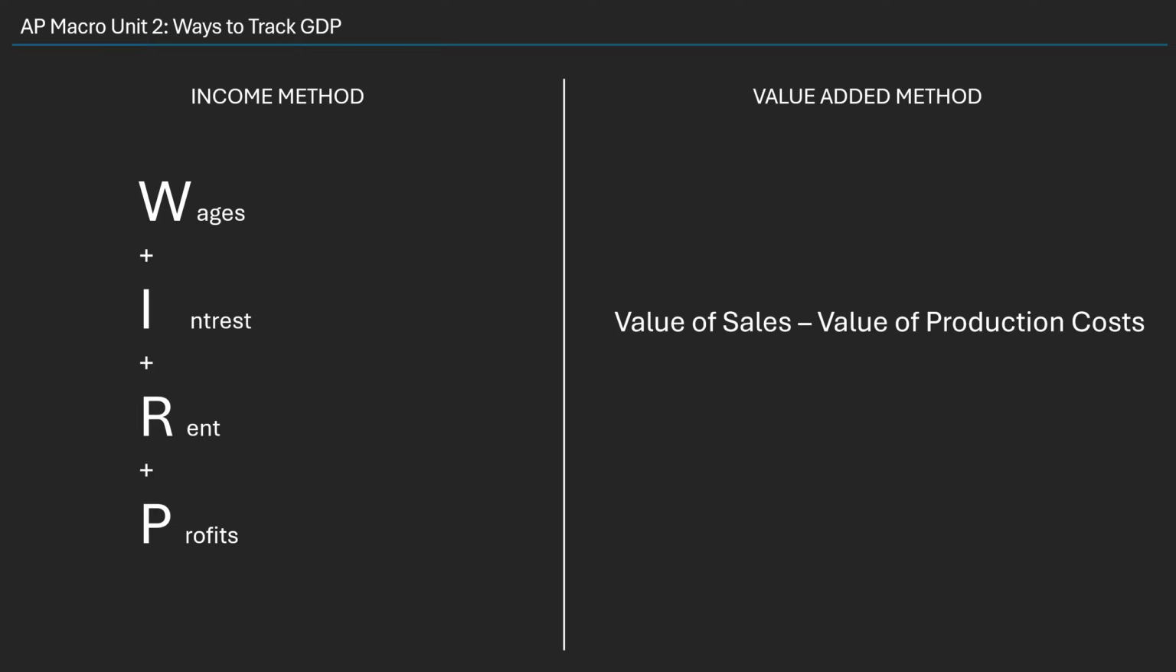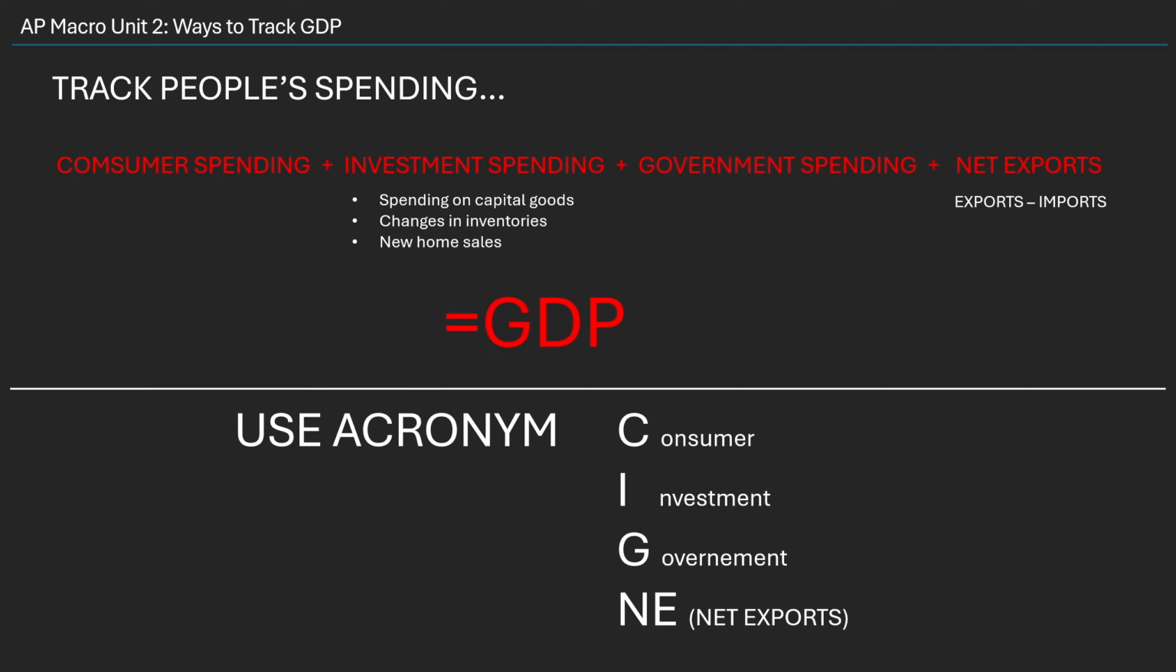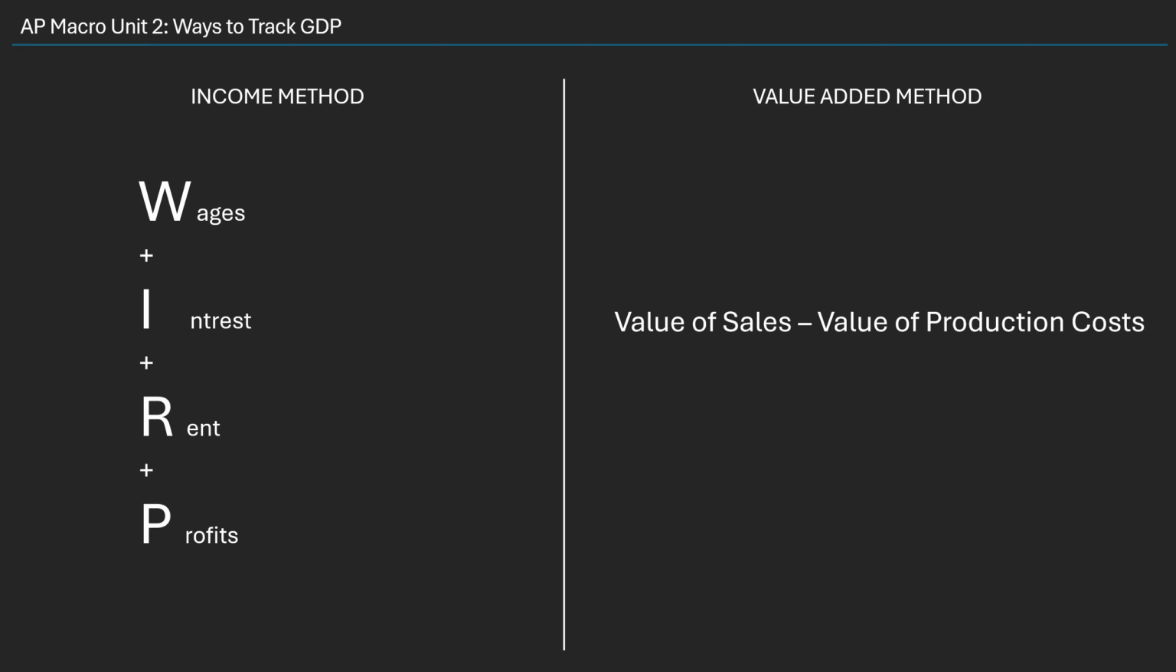You can use the income method. The acronym you can use for this is WIRP, wages plus interest plus rent plus profits. Or you can use the value added method, which is the value of the goods sold versus the value of the production costs, which is just what you spent to make the good. For the most part, you're only going to be using CIGNE, but there might be some questions on these two methods. But I'd say 90% of the time you're using CIGNE.